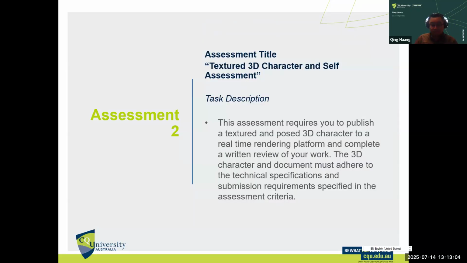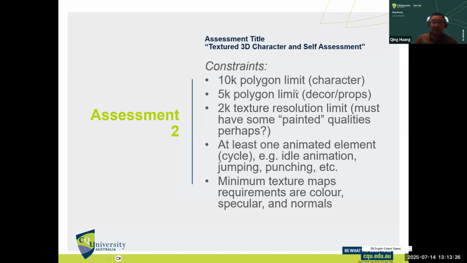The second one is fully textured. The only difference is that it's fully textured, and it will be presented on Sketchfab. So it's a fully textured posed character, and it will be put onto the Sketchfab online rendering platform. The character must adhere to the technical specification as well. The constraint is 10K for the character, 5K for the limit, and 2K for the texture, which means 2000 pixels by 2000 pixels texture resolution.